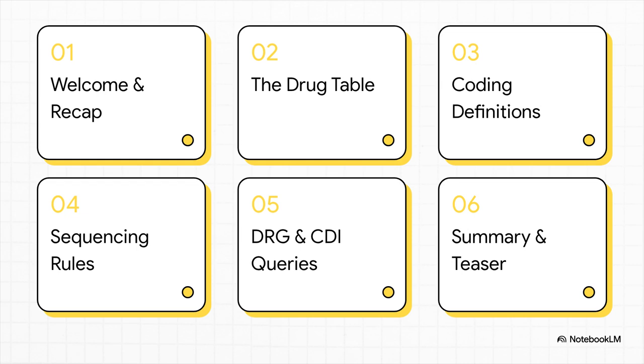Okay, looking at our agenda for today, we've got 1. Welcome and lesson recap. 2. Navigating the drug table. 3. Key clinical coding definitions. 4. Official code sequencing rules. 5. DRG impact and CDI queries. And finally, 6. Lesson summary and next teaser. Let's dive right into this explainer and conquer the heavy coding logic behind pharmacology documentation.